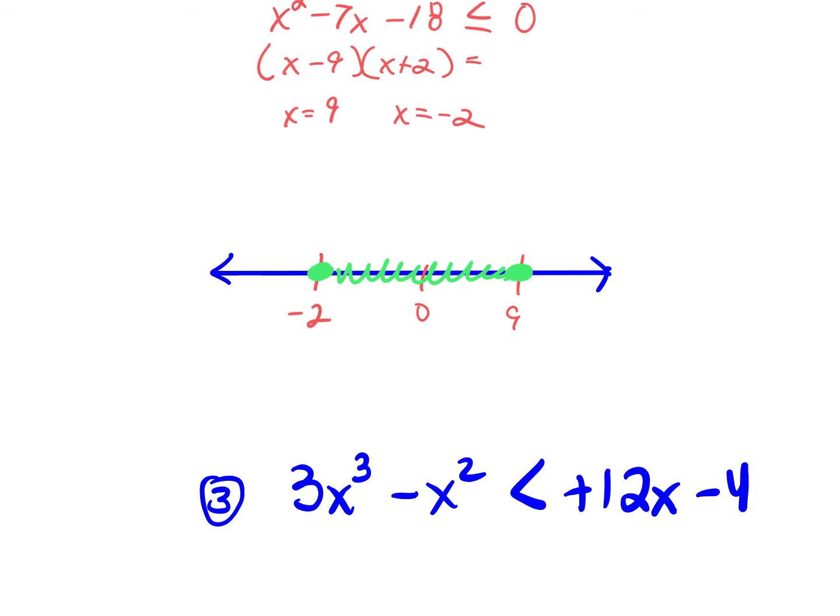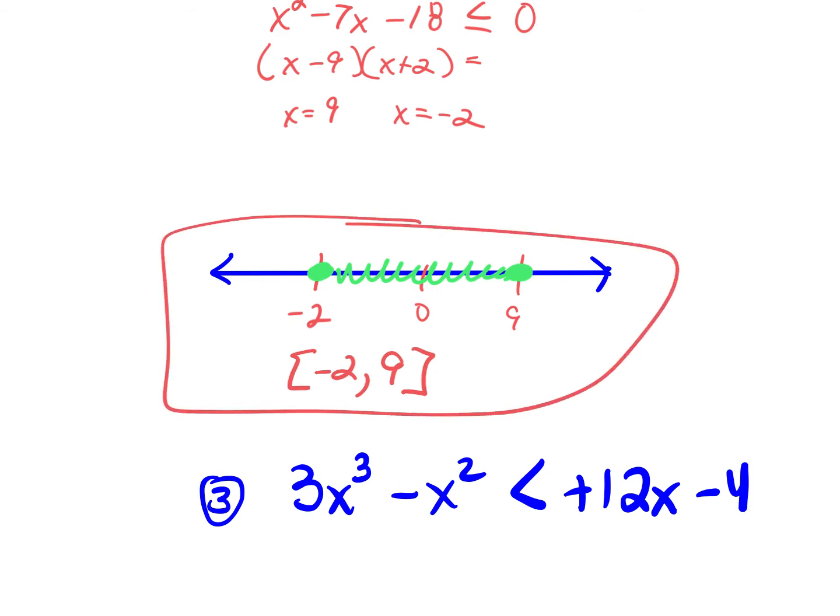Now, I need to write my answer in interval notation. How would I write that? Tell me, Kiara. Okay, bracket, negative 2, comma, 9, bracket. Perfect. There's our answer. Questions. All right, let's look at the next one.